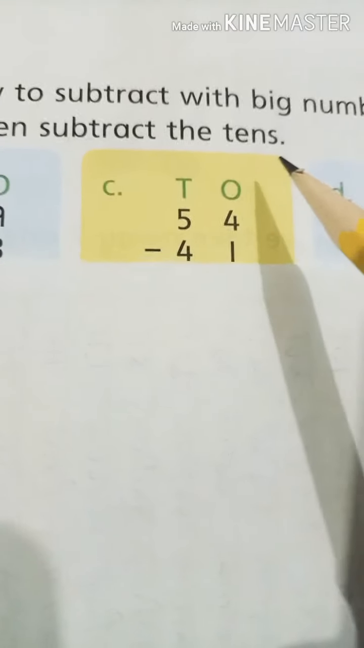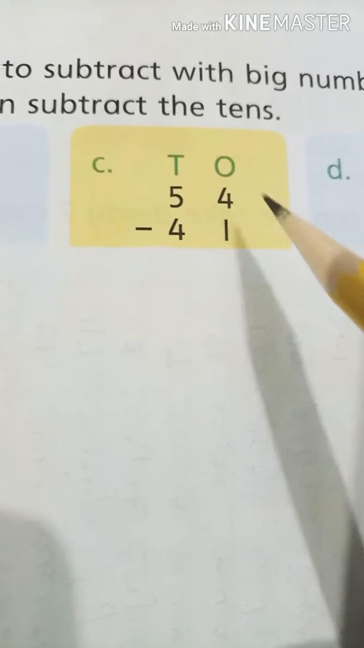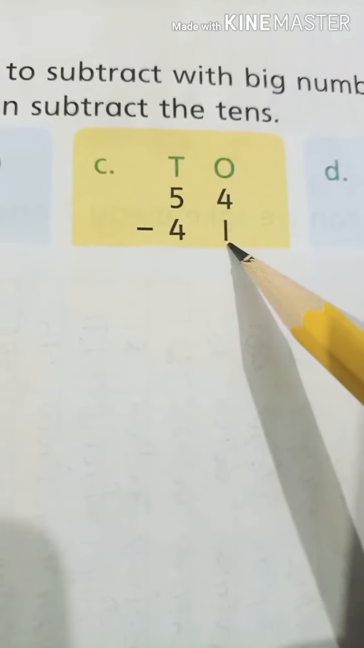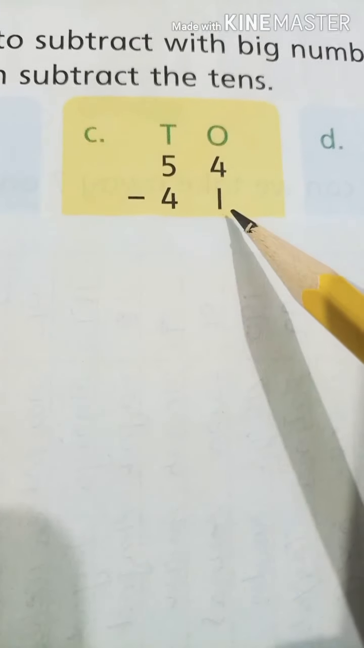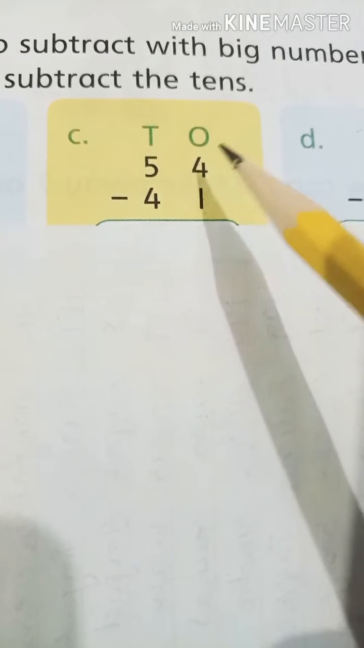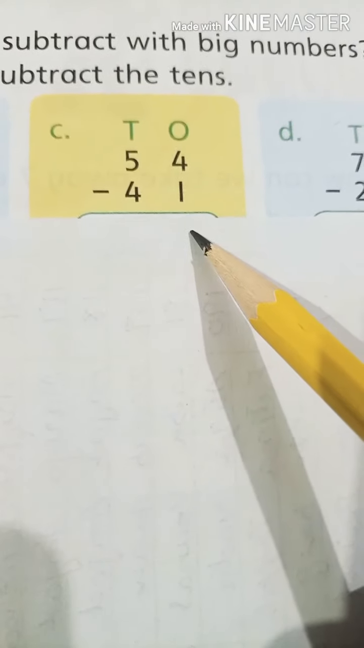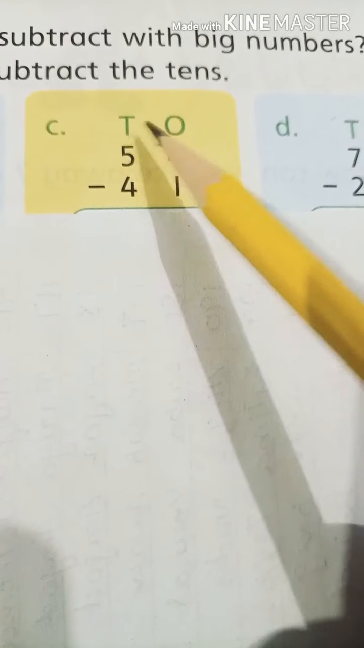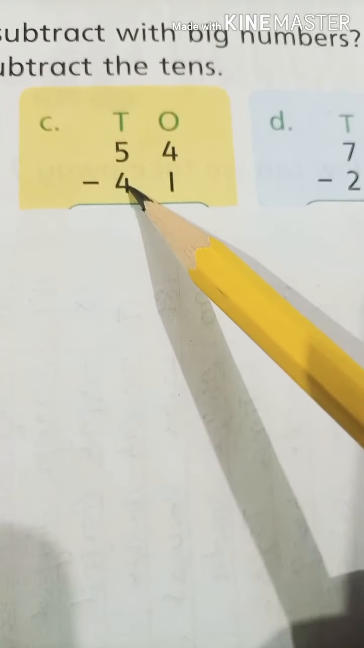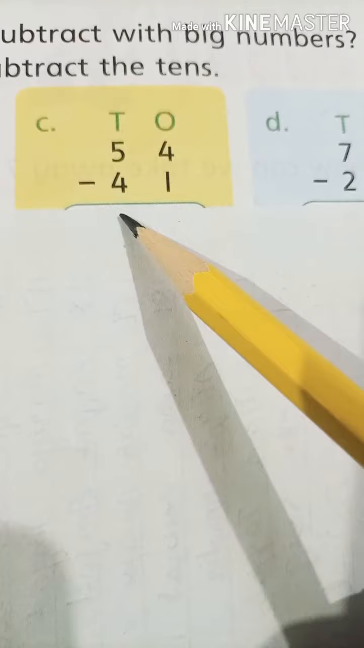Next is part C. Look students, for this, in the ones column we have the numbers 4 and 1, and we will solve our ones column first. When I subtract the number 1 from the number 4, I get the number 3 here. And in the tens column, when I subtract number 4 from the number 5, I get number 1 here.